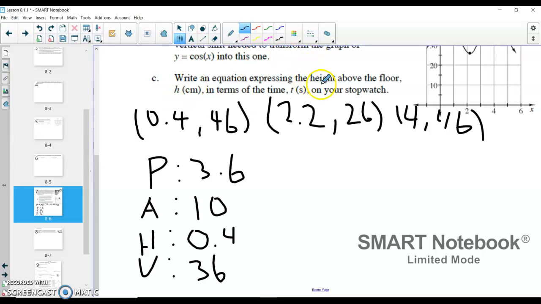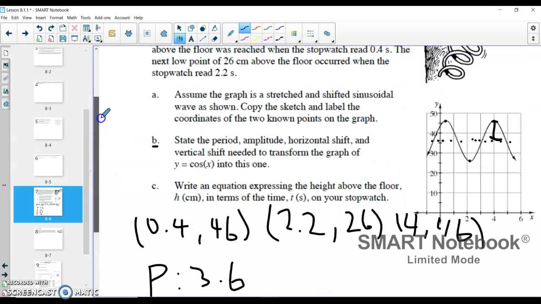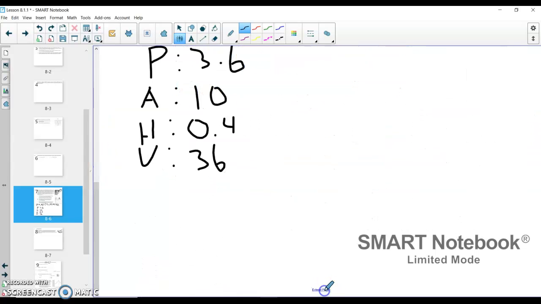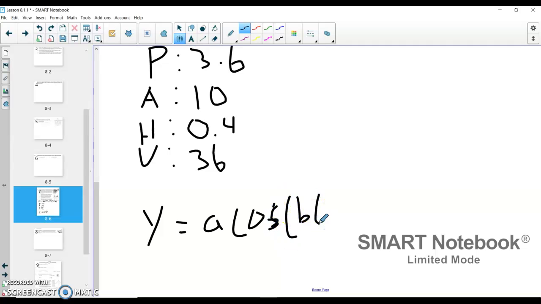Now I'm going to put these all together to create the equation that they want me to do in part C, representing an equation in terms of h and t of the height above the floor that this spring is in the problem. Okay, remember that the equation is going to be y equals a, which is your amplitude, cosine of b, and then I'm going to have a t value, which is going to stay t, minus your h, which is your horizontal shift, plus your k value, which is like your vertical shift. Sorry for the messy cosine there.